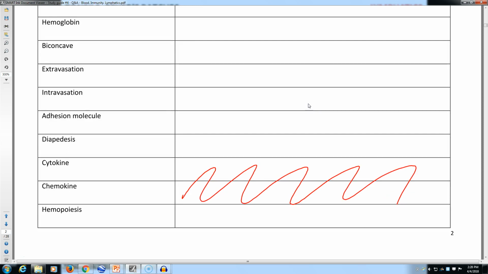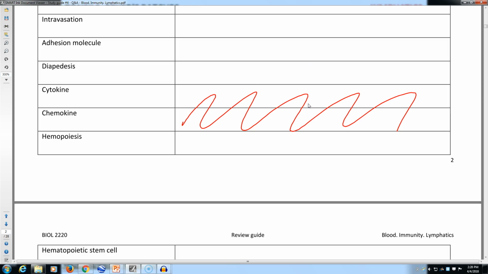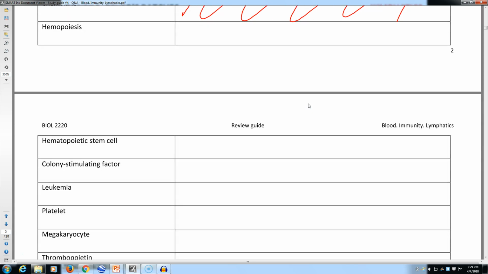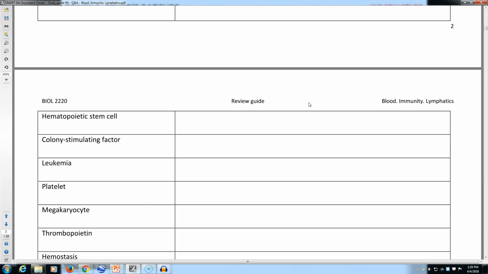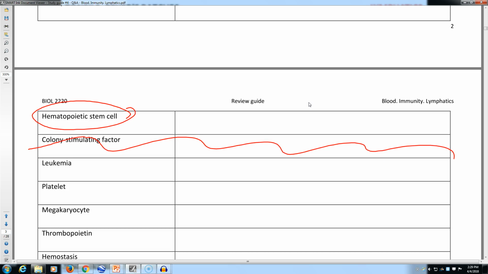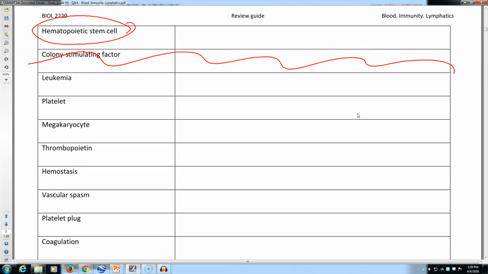Hemopoiesis, you'll get these words. Yeah, red blood cell production. Hematopoietic stem cell. All you need to know about this one is that it's the cell from which all other blood cells originate. Are we clear? Colony stimulating factor, skip it. Leukemia, abnormal proliferation of white blood cells. That's as far as it goes.